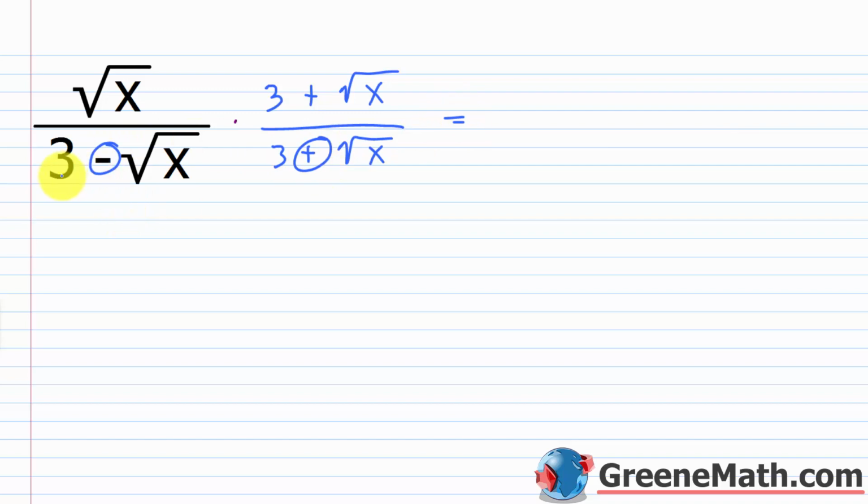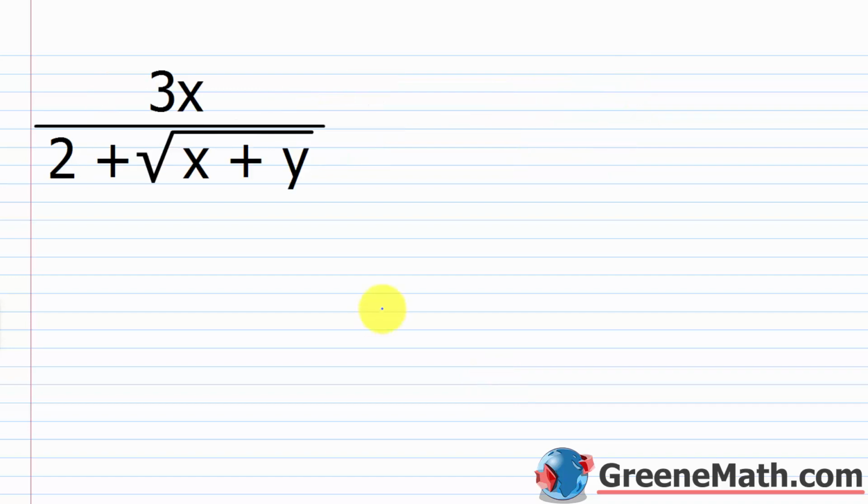So in the denominator, I would just square the first guy. 3 squared is 9. Then minus square the last guy. Square root of x squared is just x. And then in the numerator, we would basically have 3 times square root of x. And then plus square root of x times square root of x would be x. Nothing else I can really do to simplify here. So 3 times square root of x plus x over 9 minus x is your answer.